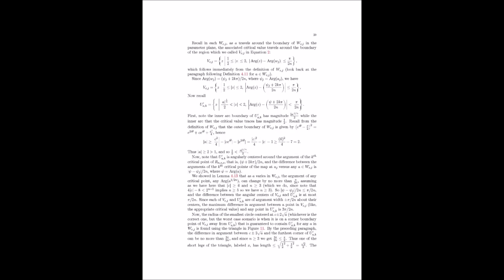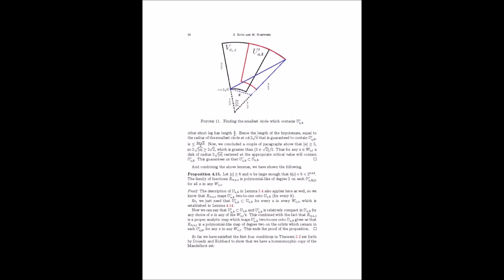Exactly. We need to demonstrate that this winding number is indeed 2, which would confirm that the map is acting like a quadratic polynomial in those regions. Right. The winding number serves as a kind of mathematical fingerprint. But how do we actually calculate it? It seems like a pretty intricate task.